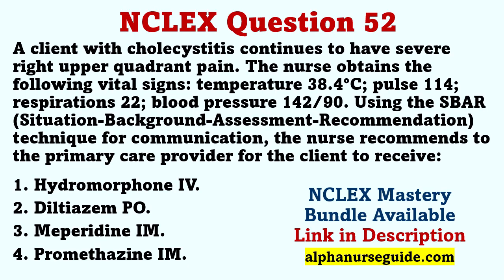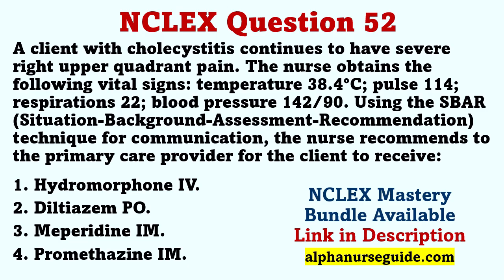A client with cholecystitis continues to have severe right upper quadrant pain. The nurse obtains the following vital signs: temperature 38.4 degrees Celsius, pulse 114, respirations 22, blood pressure 142/90. Using the SBAR technique for communication, the nurse recommends to the primary care provider for the client to receive 1. Hydromorphone IV. 2. Diltiazem PO. 3. Meperidine IM. 4. Promethazine IM.